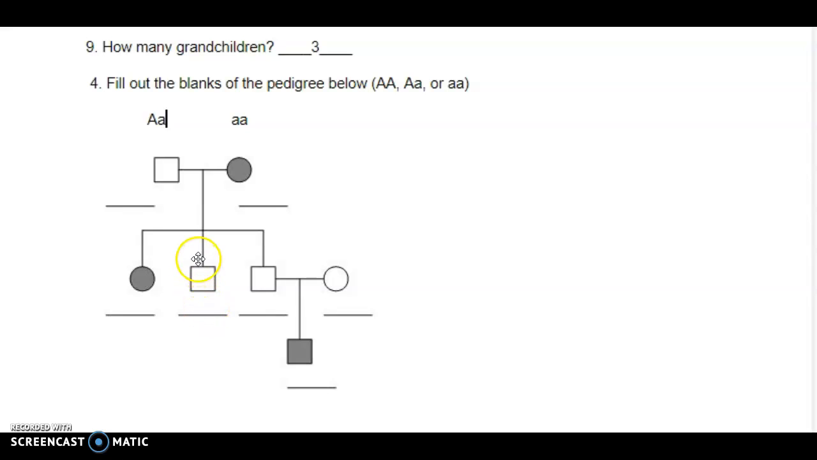And we don't know if this child got a big A or a little a from the parent. We do know this son here has at least one big A. He had to get a big A from dad, and then mom only had little a's to give. So we do know that he has to be big A, little a. She has to be big A, little a. And the rest are little a, little a.